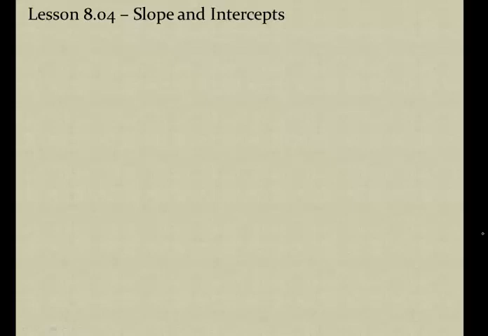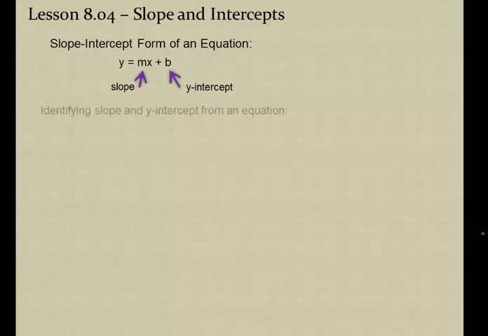Lesson 8.4, Slopes and Intercepts. In the last lesson, we discussed the slope-intercept form of an equation, which is y equals mx plus b, where m is the slope and b is the y-intercept. So we want to identify the slope and the y-intercept from an equation.